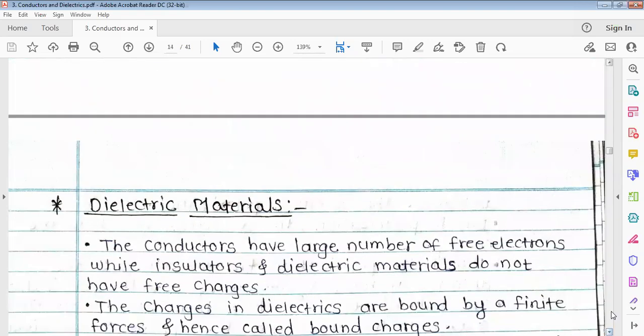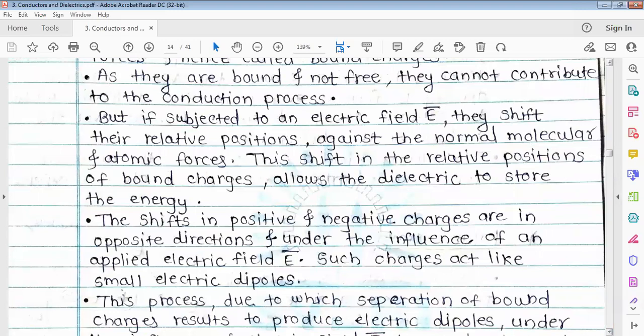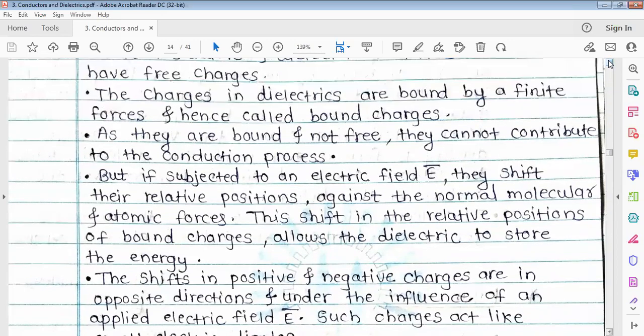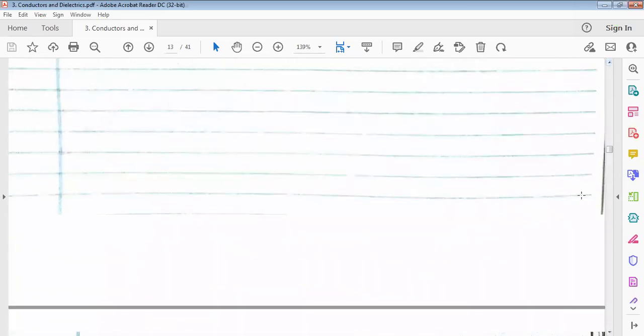Okay, now dielectric material starts. No problem. Actually, this is a concept; first we have to study what the dielectric materials are. A capacitor has two plates, right? In between the two plates, there is a dielectric material. That material is the dielectric material.